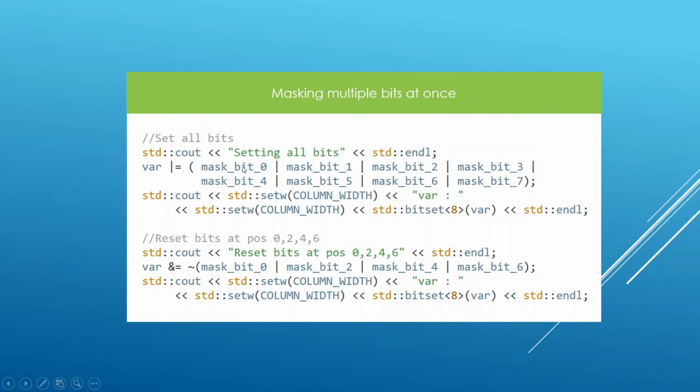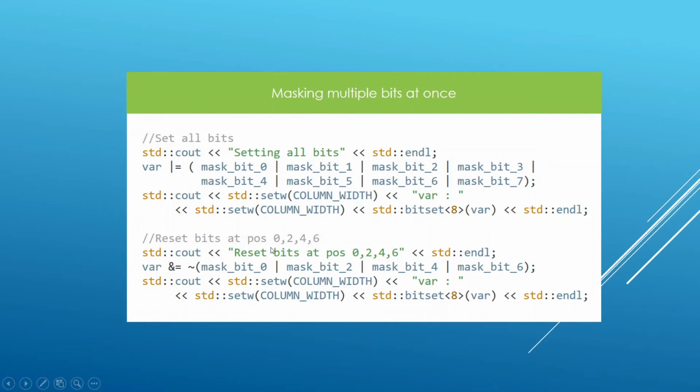Here you see that we have mask bit 0 all the way up to 7. So this is going to mask and select the entire byte. And we can do operations on it. For example, we can set all bits, and this is going to do what we want. If we print this out, this is going to show that all the bits are set to 1.